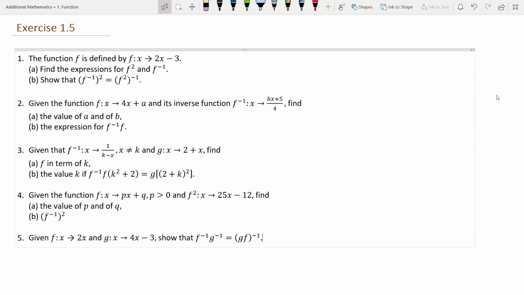For the next section, we will discuss more questions on inverse function. You may try the questions and see how much you understand about this topic. In the next video, a detailed solution will be given.